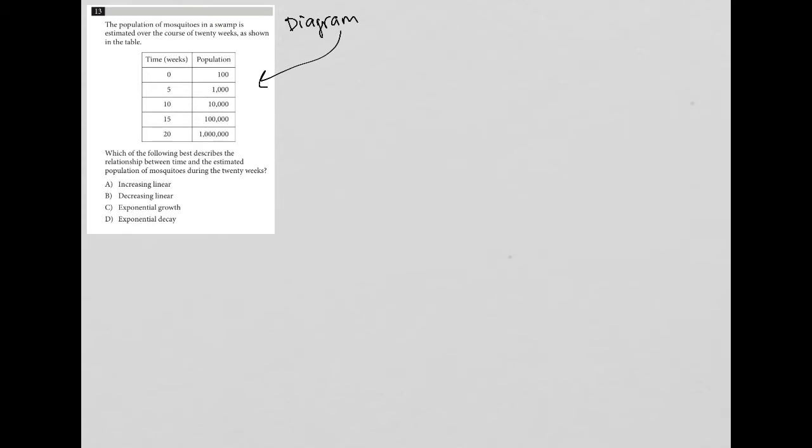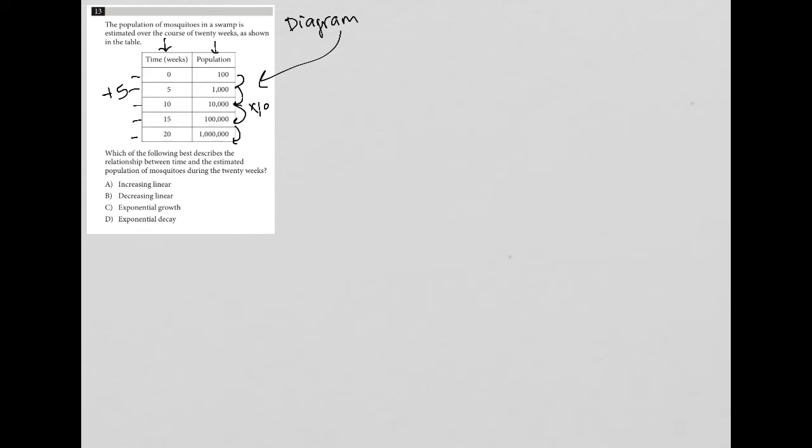So it looks like my first column here is times in weeks. Looks like we're increasing by 5 weeks each time. And then my second column here is my population, which looks to be increasing by a factor of 10 each time, right? 100 times 10 is 1,000, times 10 is 10,000, times 10 and times 10 and so forth. So this is like times 10 on this side, and this is like a plus 5 on that side.